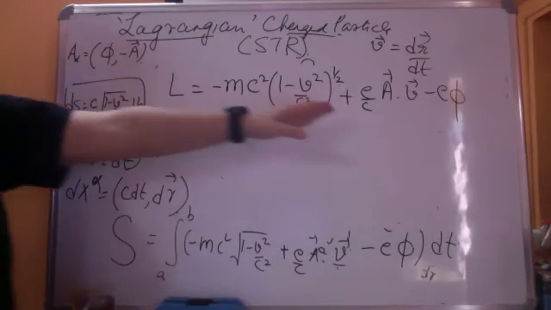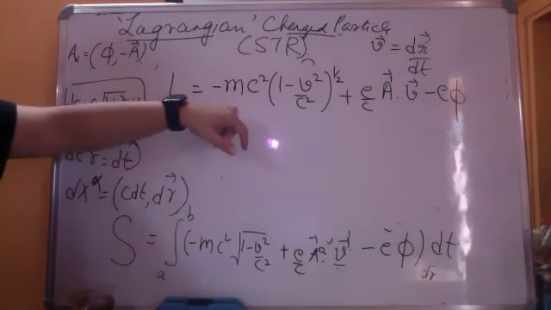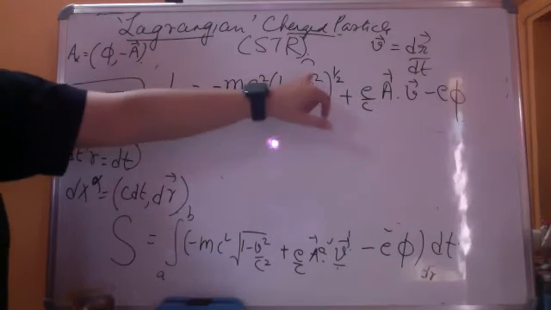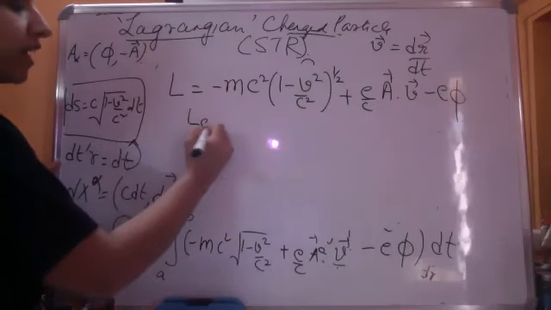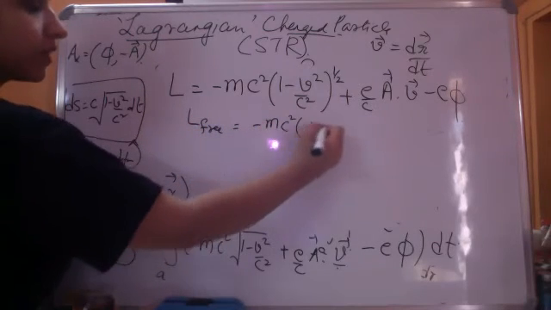You can see when the interaction goes to 0, you get back your Lagrangian for a relativistic free particle: minus mc² (1 minus v²/c²) to the power half. So L free, that's the first check.